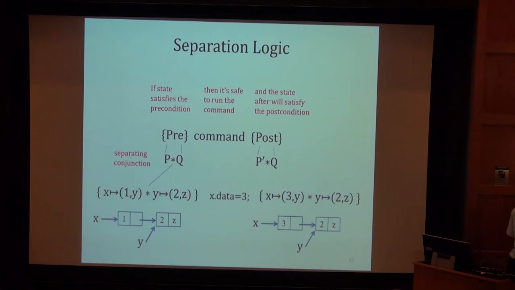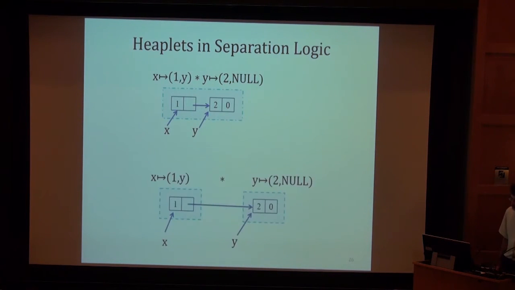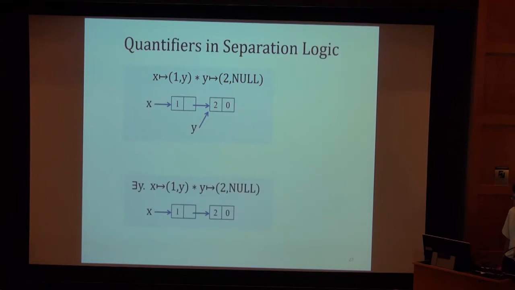And so this is what the separating conjunction gives you quite elegantly: the ability to reason about modifying one part of a data structure while the other is guaranteed not to change. Okay, so I think I said all this already.